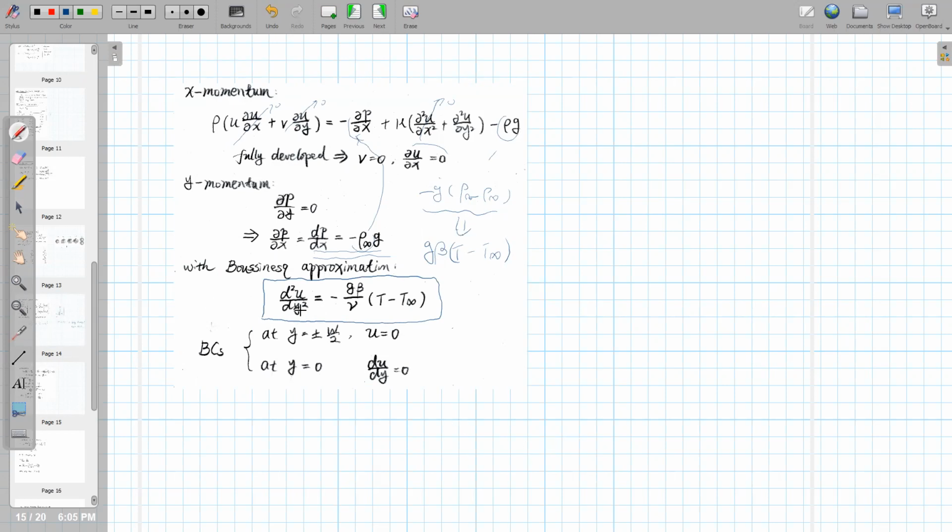We can solve this equation for u directly if we know the T minus T infinity profile, because we already know two boundary conditions. At the wall, there's no velocity. At the middle there is symmetry, so du dy equals 0. The problem is that this momentum equation is coupled with the temperature term. If we really want to know the temperature term, we also need to solve the energy equation. So in the ideal case, T, and T minus T infinity, is solved from the energy equation.